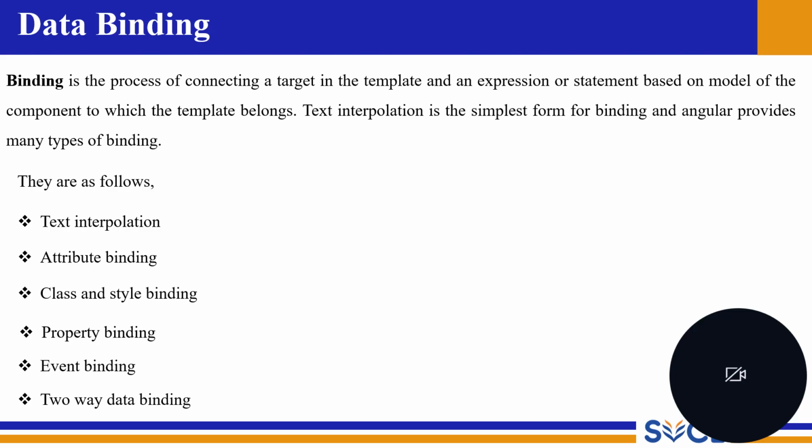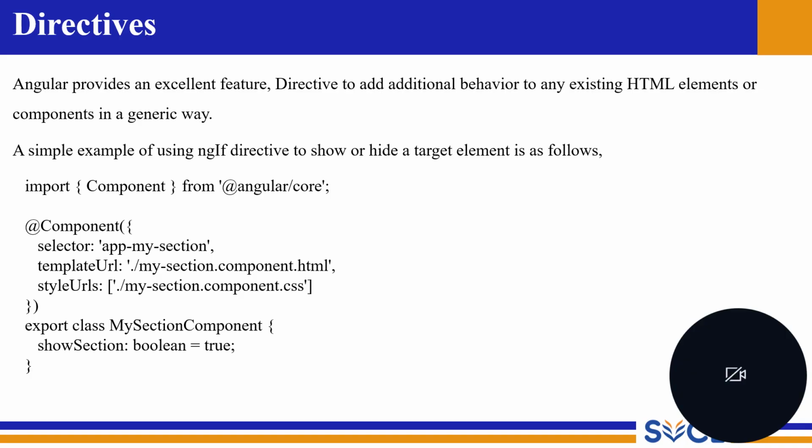The last one is two-way data binding. Two-way data binding is a combination of property and event binding to sync data between the parent and the child component. And then directives. Angular provides excellent features. Directives add additional behavior to any existing HTML element or component in a generic way.